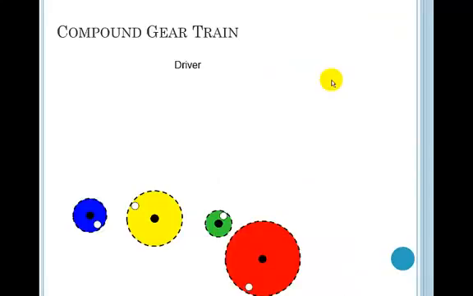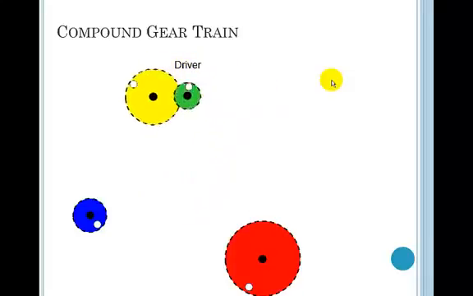Let's look at a compound gear train. This green gear is going to be my driver. I put the white dots there so you can see them rotating. Then we connect it to a yellow gear. You can see that as I went from the green to the yellow gear, I got a decrease in speed, which means I got an increase in torque.